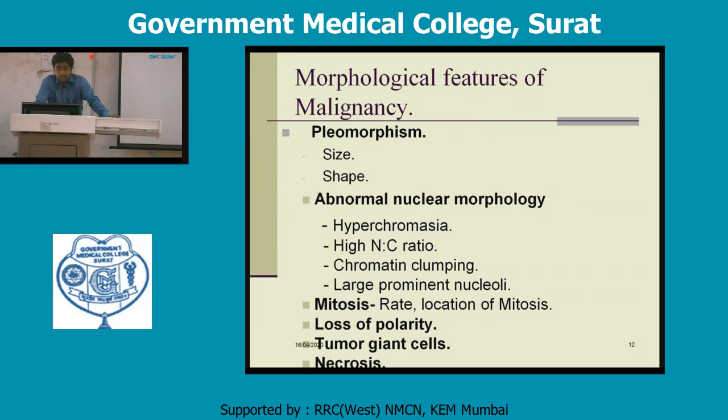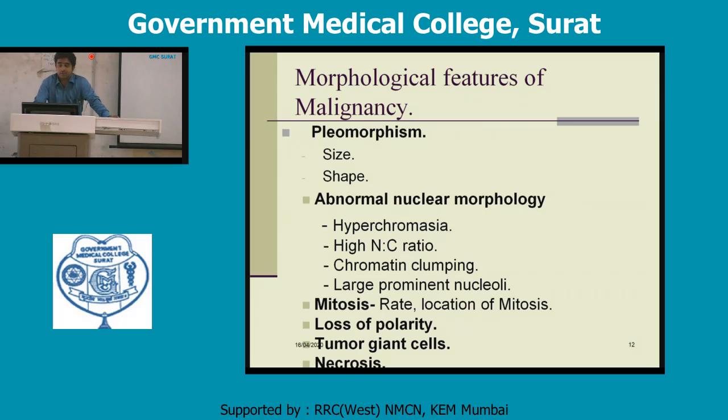Nucleocytoplasmic ratio is very important. Cytoplasm is normally four or five times the size of the nuclei. So if the NC ratio is high, that means the nuclei have become enlarged. So this is one of the important features.